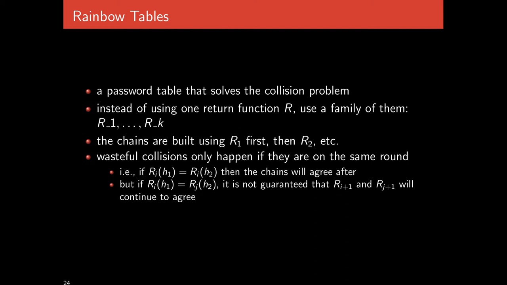That is, when you're computing a hash chain, if you end up with R sub I of H sub 1 equal to R sub I of H sub 2, then you have a wasteful collision. But in the original proposal, anytime R collided on two values, you would have a wasteful collision, regardless of where in the chain that collision occurred. With the rainbow table, R sub I of H sub 1 is not going to be equal to R sub J of H sub 2, but if it is a collision, then it's not a guarantee that R sub I plus 1 and R sub J plus 1 will continue to agree.